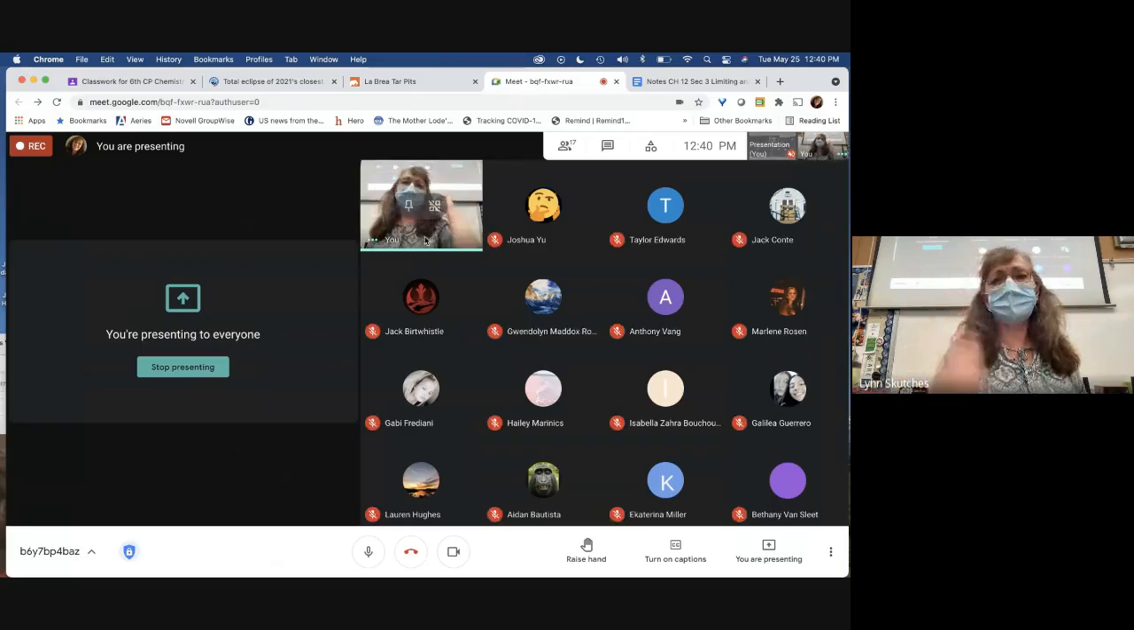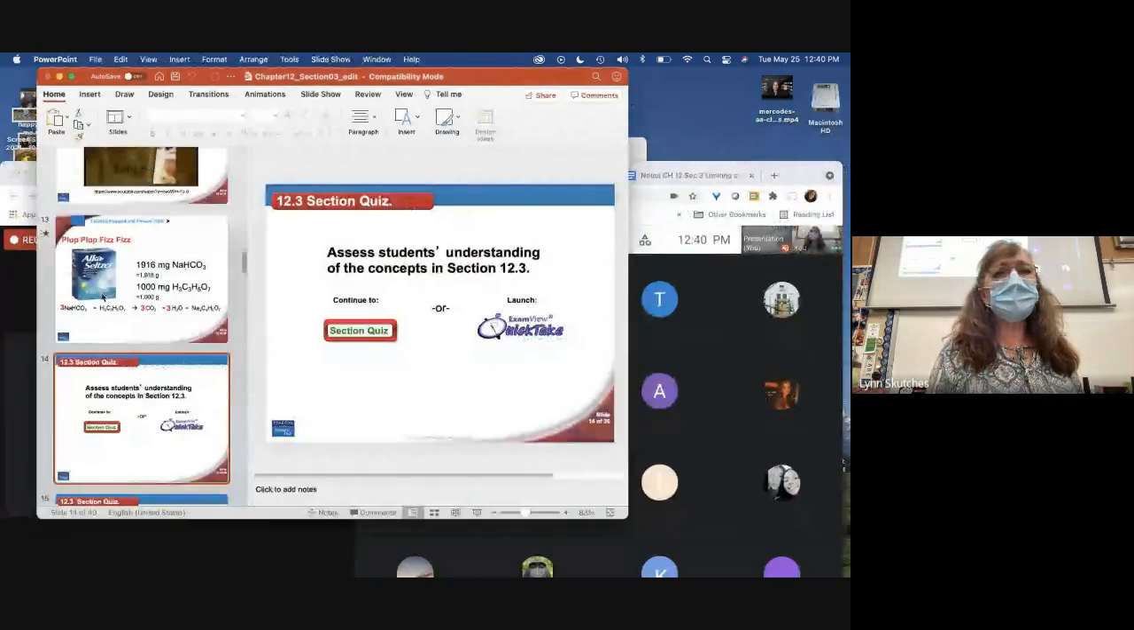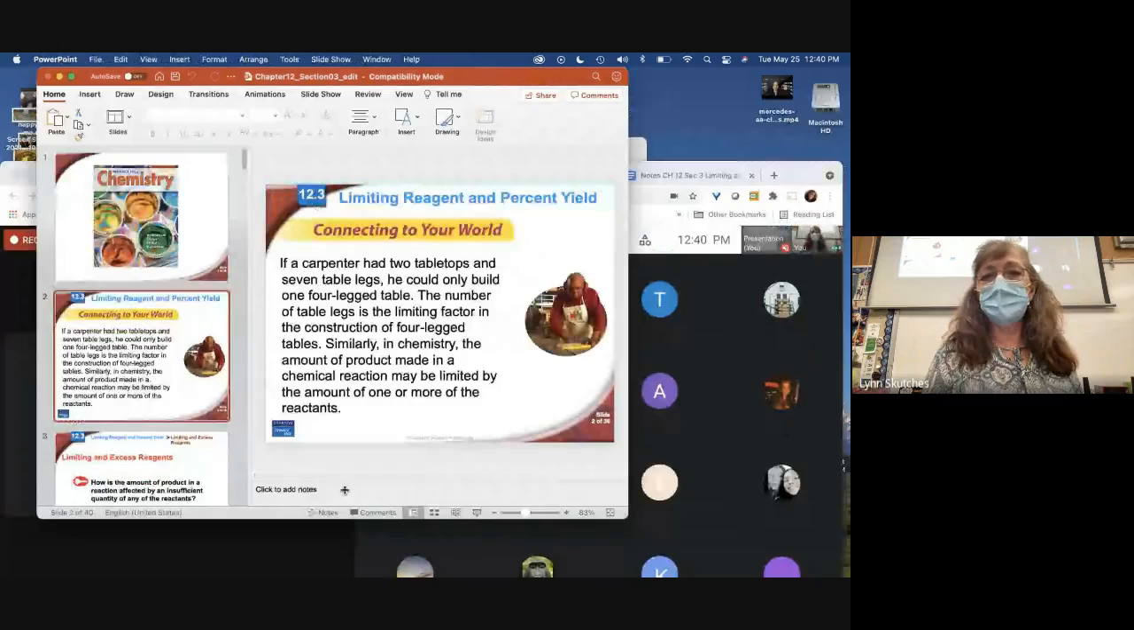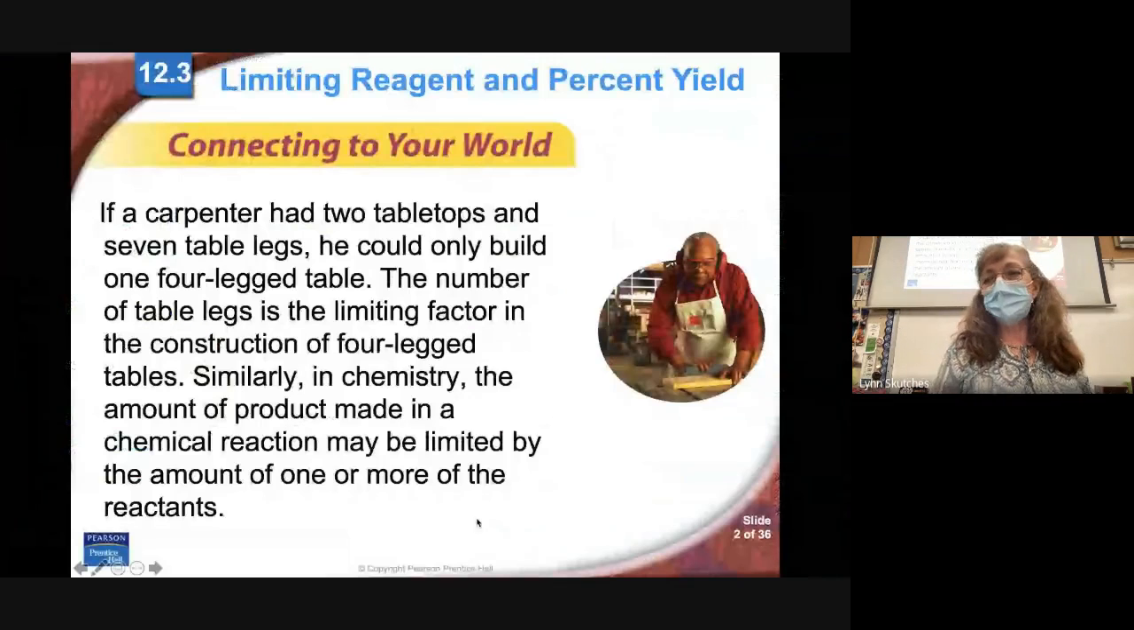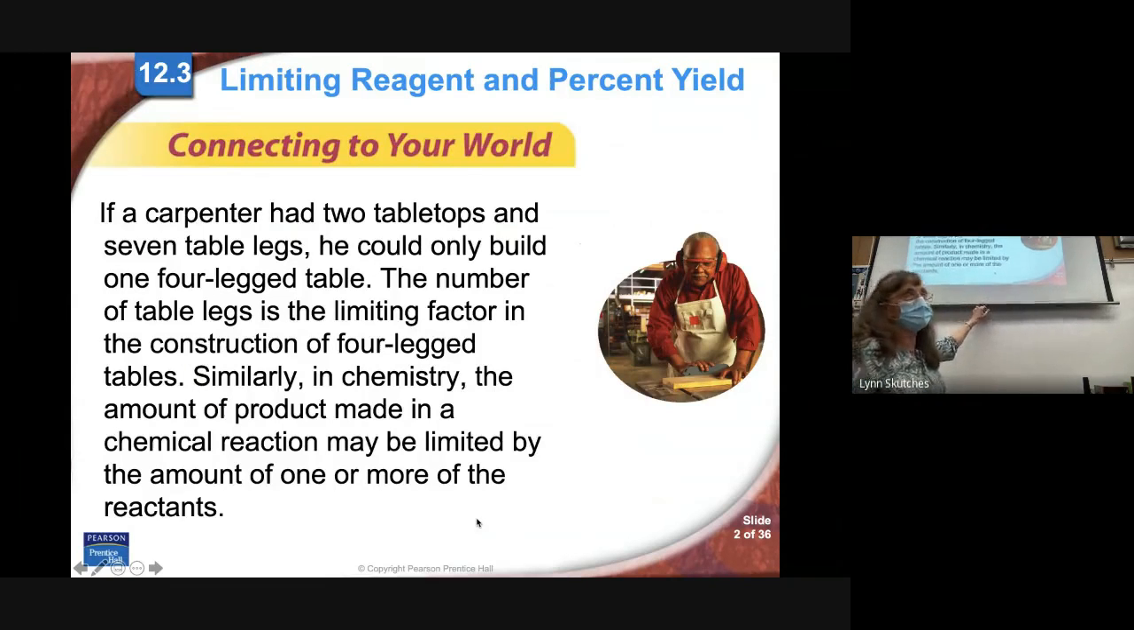So limiting and excess reactants. I think it's a pretty easy concept, but let's just see if you think so too. Goodness gravy. All right, crazy example. So we're backing off of the food examples here.